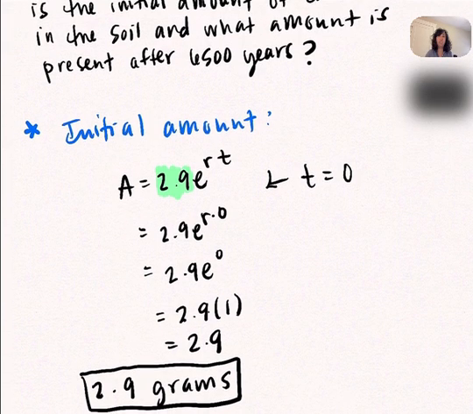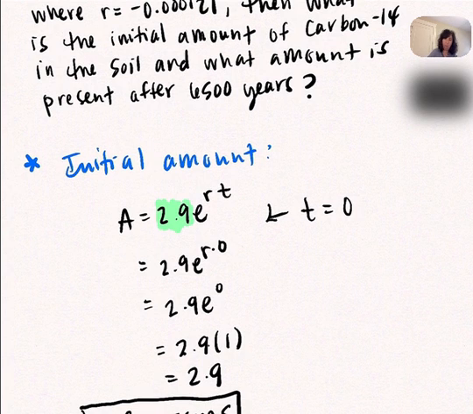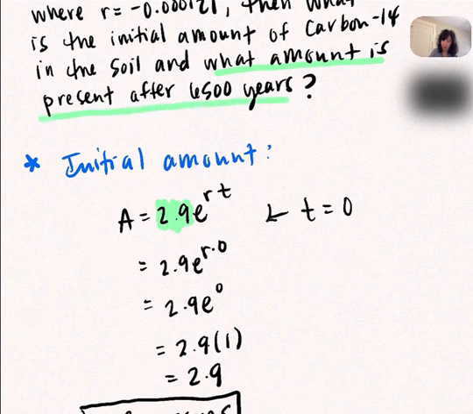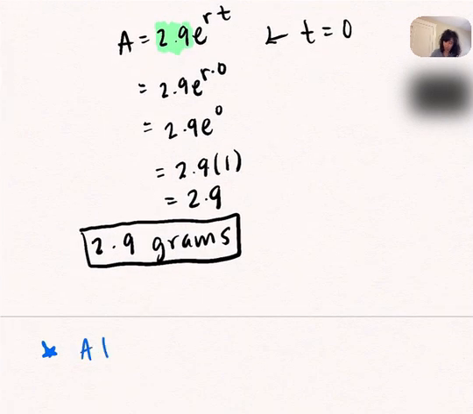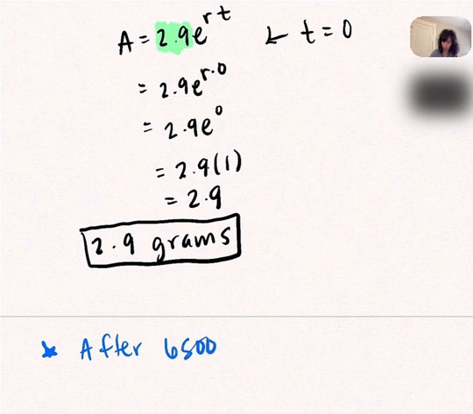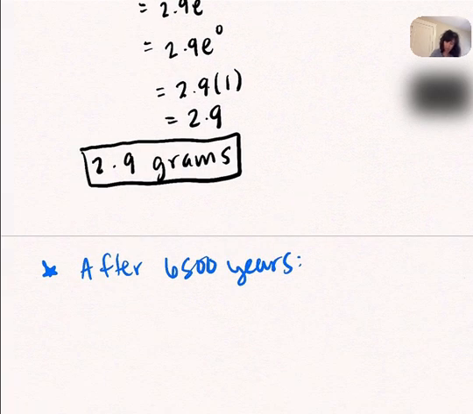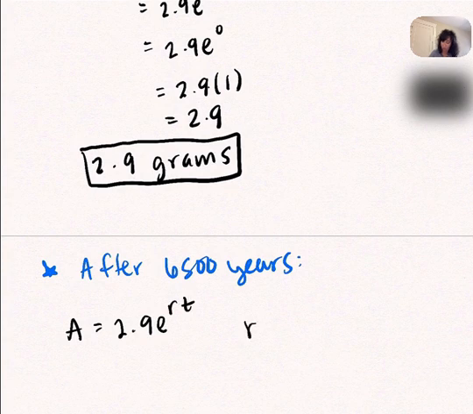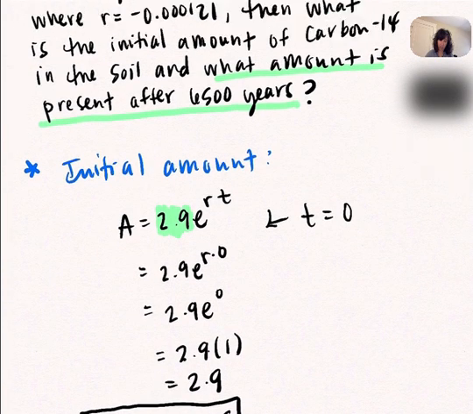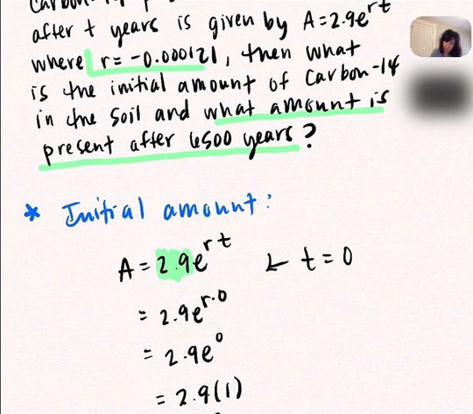Now our second question is, what amount is present after 6,500 years? So how much carbon-14 is in the soil after 6,500 years? To do this part, we need to use our equation. Our equation is A equals 2.9 e to the rt. Now we're told that r is a specific number. It is negative 0.000121.